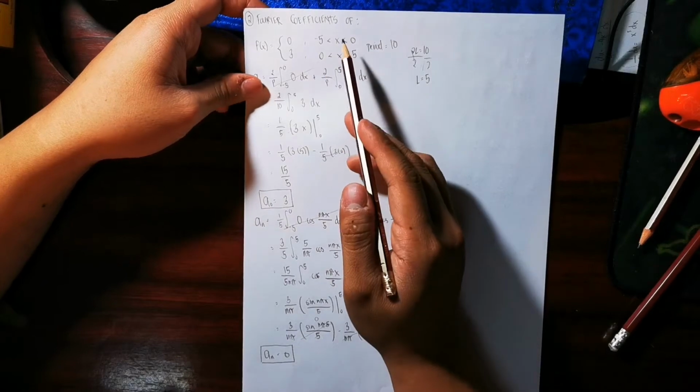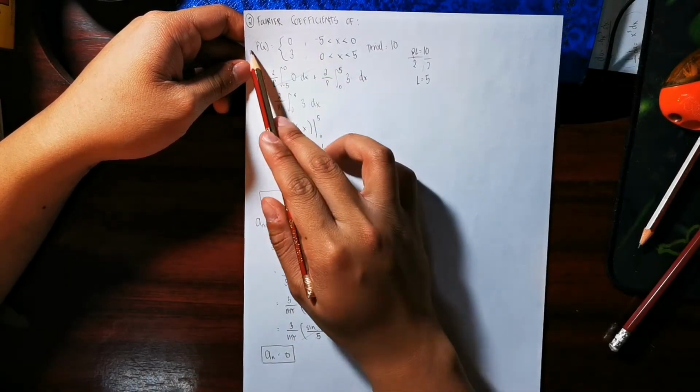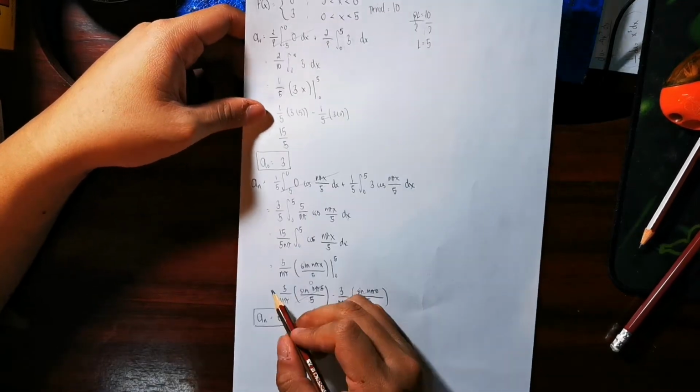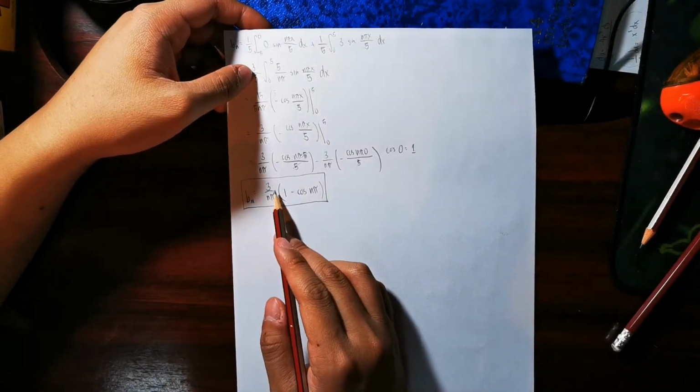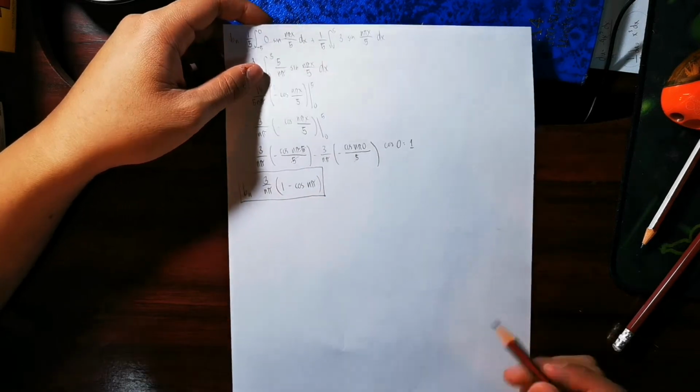So these are the Fourier coefficients of this given function. In a sub 0 we have 3, a sub n we have 0, and in b sub n we have 3 over n pi times 1 minus cos n pi.